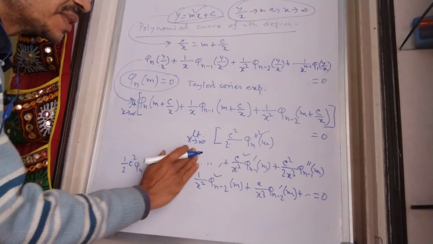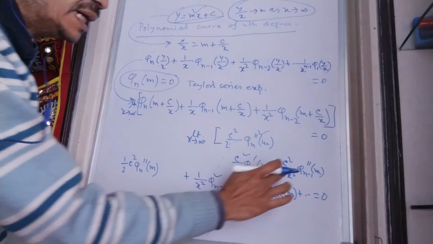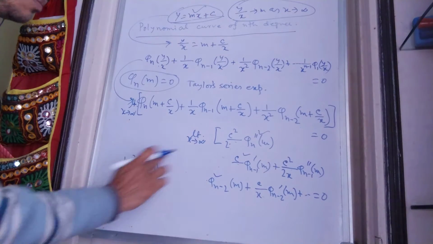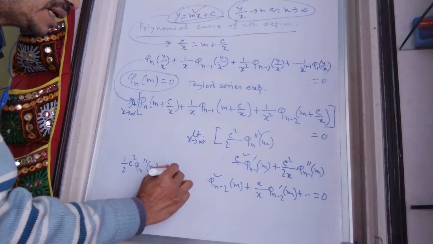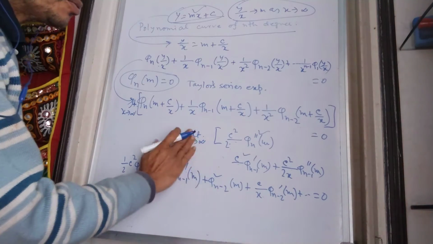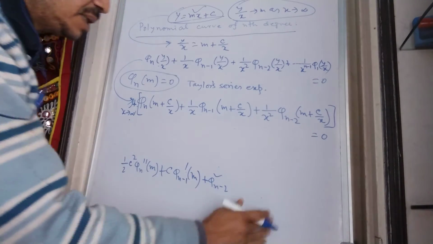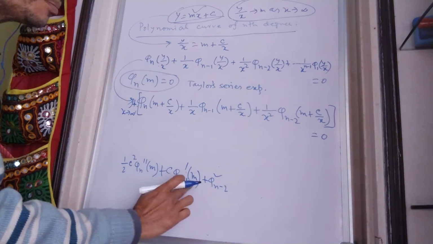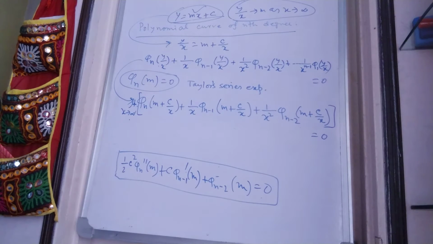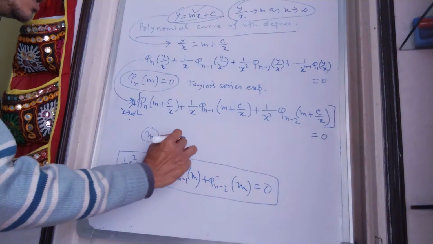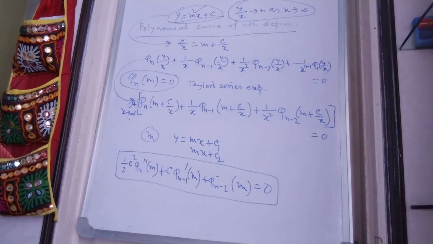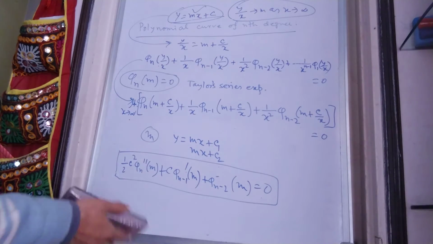This is also not here, this is 0, and we have this term, and there is an x, and we have this term, and there is also x. So we have C half plus C phi n minus 1 prime (m), and we have then this term, and all these terms are 0 because x tends to infinity. So from this relation we have half C square phi n double prime (m) plus C phi n minus 1 prime (m) plus phi n minus 2 (m) equal to 0, and this is a quadratic in C which gives the two values of C corresponding to a single value of m, and we have parallel asymptotes with C1, C2 the roots of this equation.